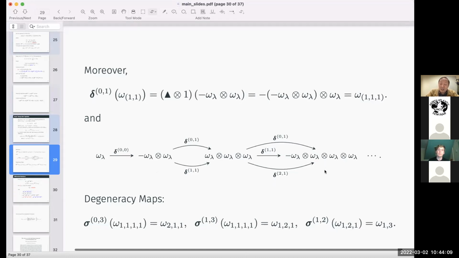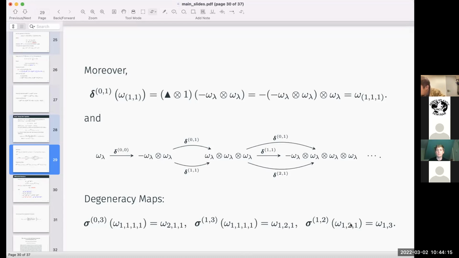To get higher powers of those alphas, because the degeneracy map is simply a multiplication, this is omega lambda square. That's why you have something like 2 in here. So you increase the number of arguments, and then you apply the degeneracy, and you can recover all the powers of this alpha.